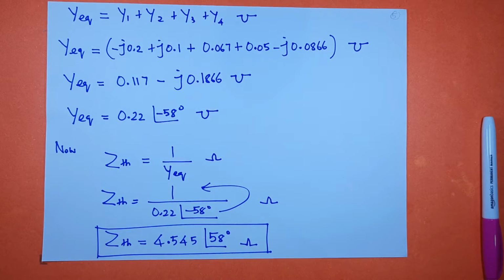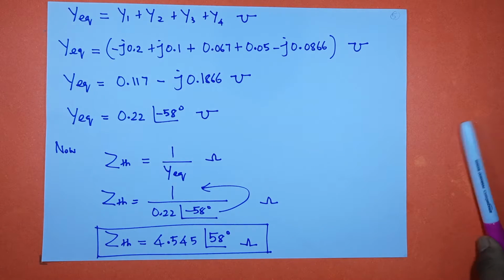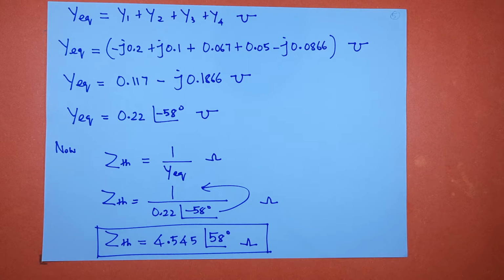Next step, what we will do? We have to find out the equivalent admittance, Y equivalent. Y equivalent is the equivalent admittance, right? When admittances are connected in parallel, the equivalent admittance will be the sum of the individual admittances.